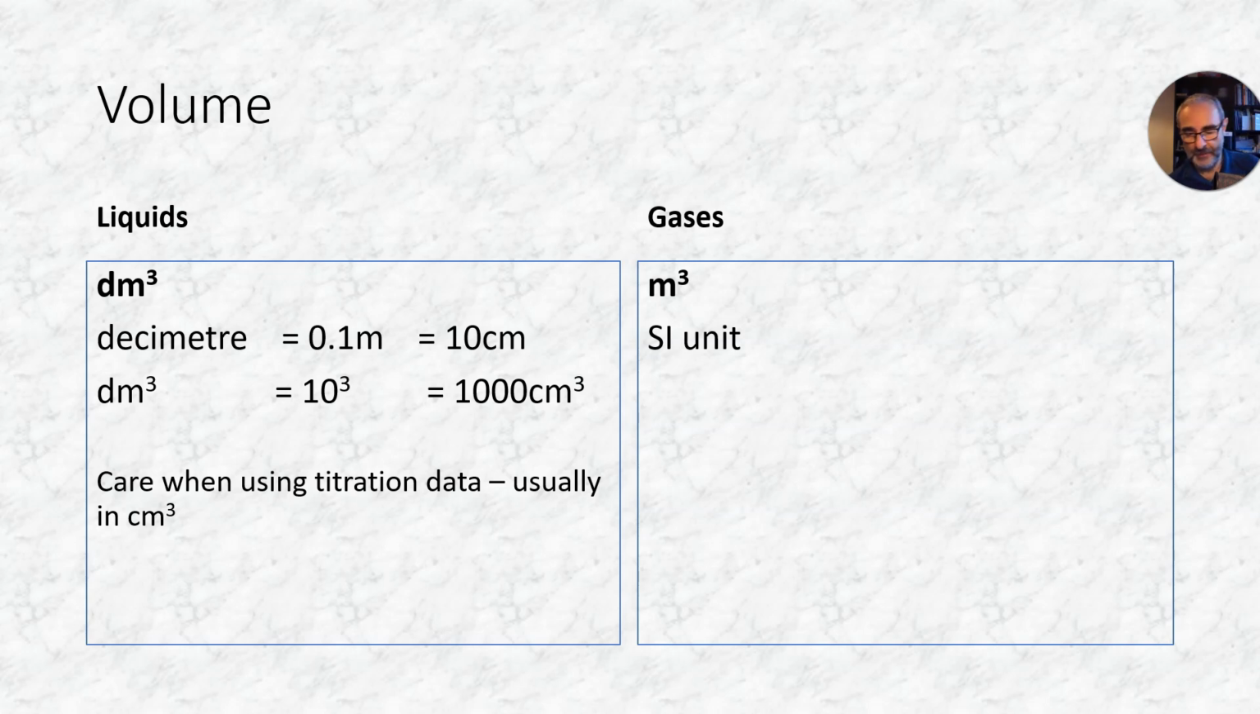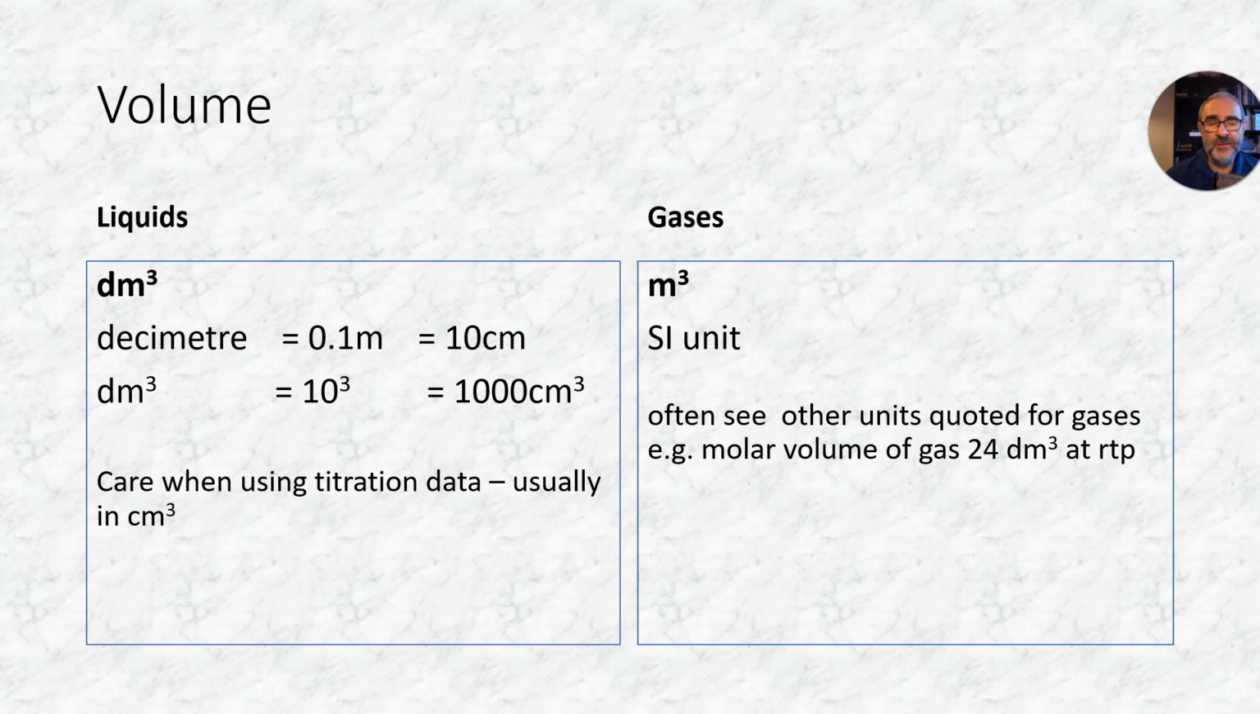Now you might see other units quoted for gases, and that's fine. You might see, for example, the molar volume of a gas being referred to as being 24 decimeters cubed at room temperature, or even 24,000 centimeters cubed at room temperature. And that's fine. Statements like this are there to help you calculate the amount of substance, the amount of a gas that is present in an experiment or in the question. It's fine to use those units to calculate the amount of substance, but then if you need to carry that information forward and use it in the ideal gas equation, that's when you must use meters cubed.